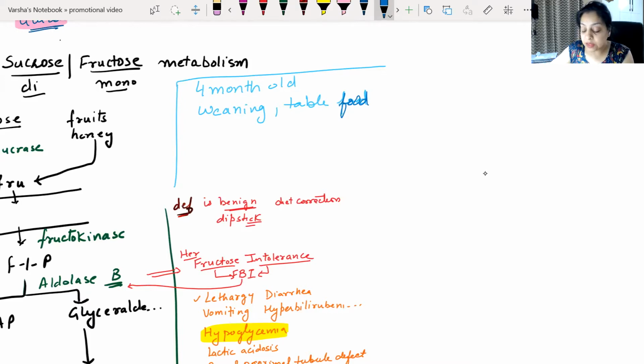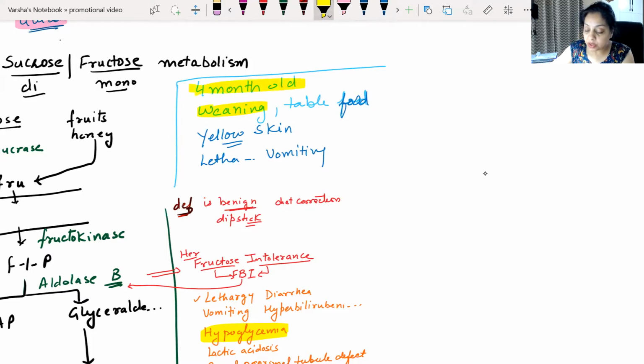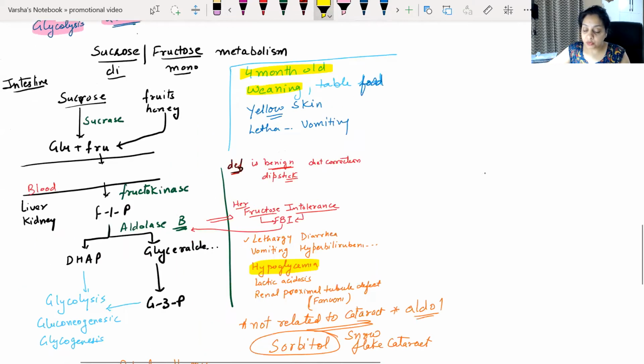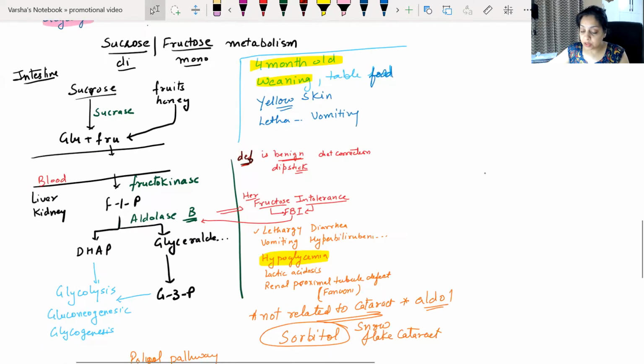And the same things you will see: the yellow skin that you have seen with galactose. Yellow skin will be there, lethargy will be there, vomiting will be there, right? But these are the things you are going to look for: 4-month-old, weaned-off position, right? And then we will correct the diet. That will be a sucrose or fructose free diet that we are going to give to the baby.